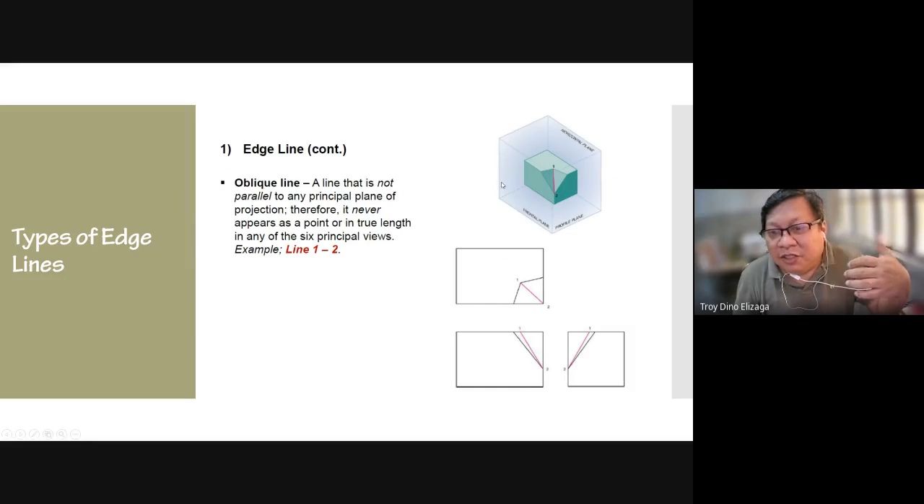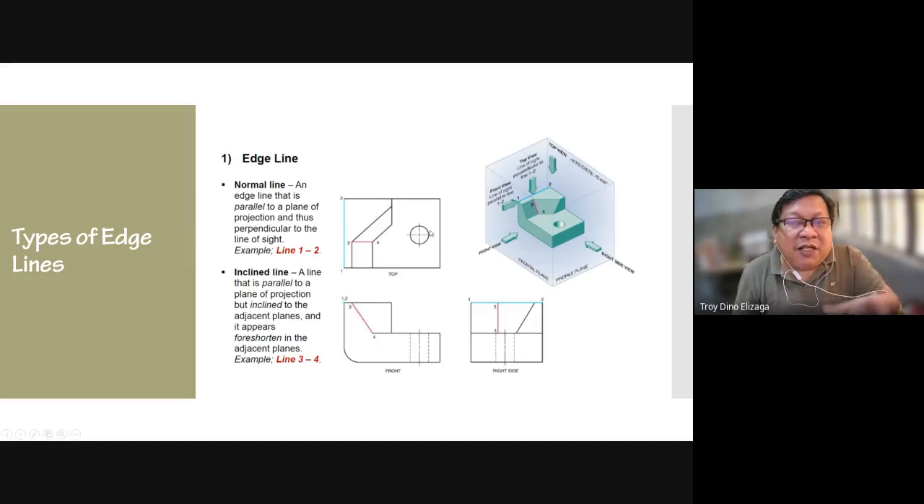Like for example, in this illustration, line 1, 2, it's not parallel to the front plane. It's not parallel to profile. It's not even parallel to the horizontal plane. Therefore, the line is called oblique. What does that tell us? When a line is parallel to a plane of projection, it is shown in true length, meaning to say you can measure it from the drawing, and that is exactly the length of the actual object.